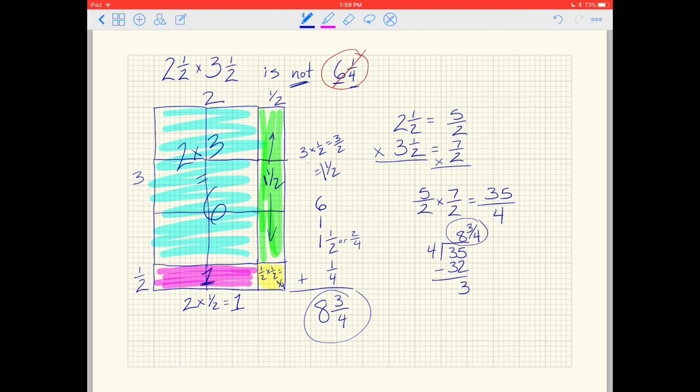It matches. That's always a good sign that we've done it right if we do it twice and we get the same answer. So 2.5 times 3.5 is actually 8 3/4. You've just got to make sure that you do all of the parts.